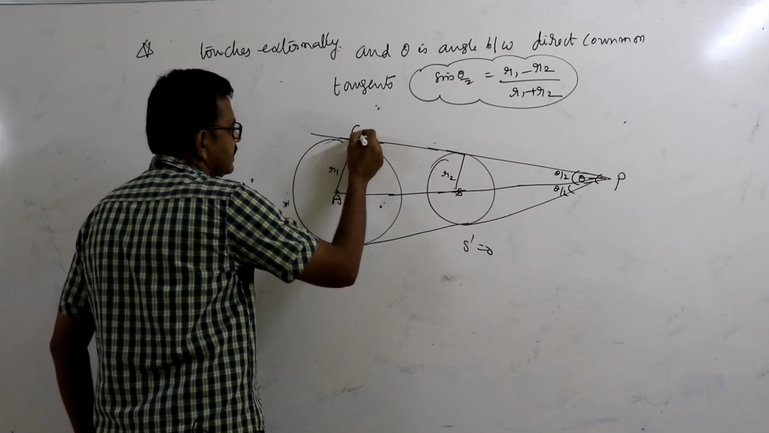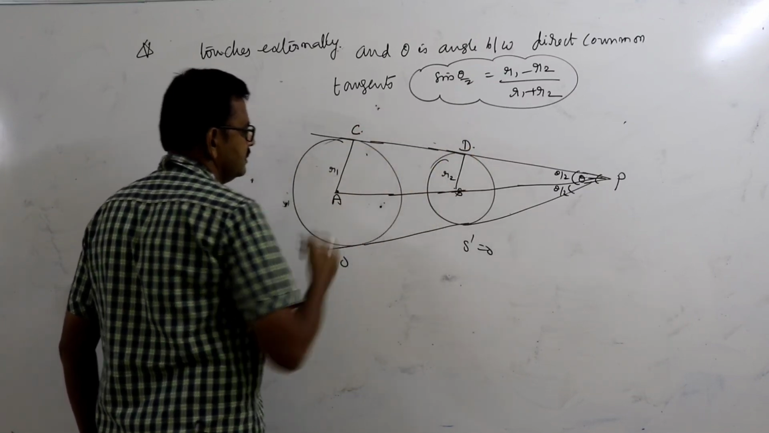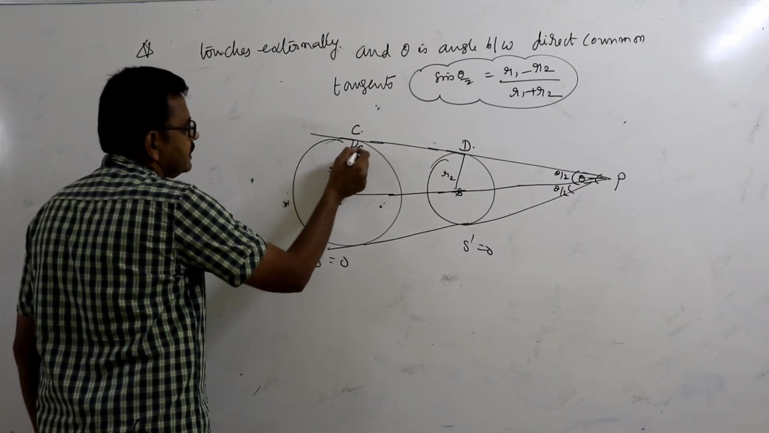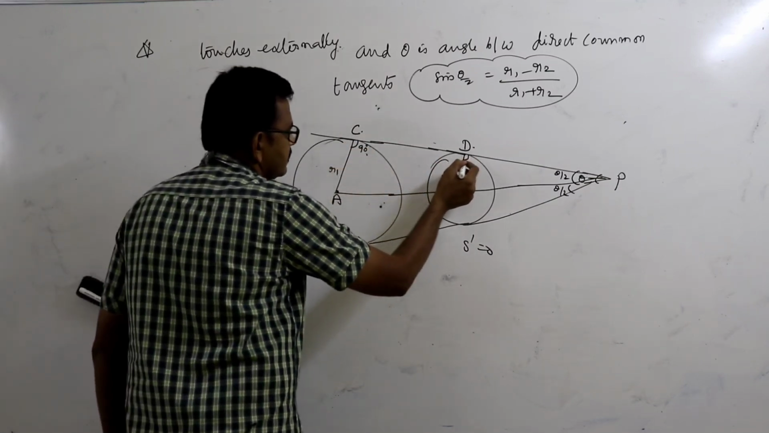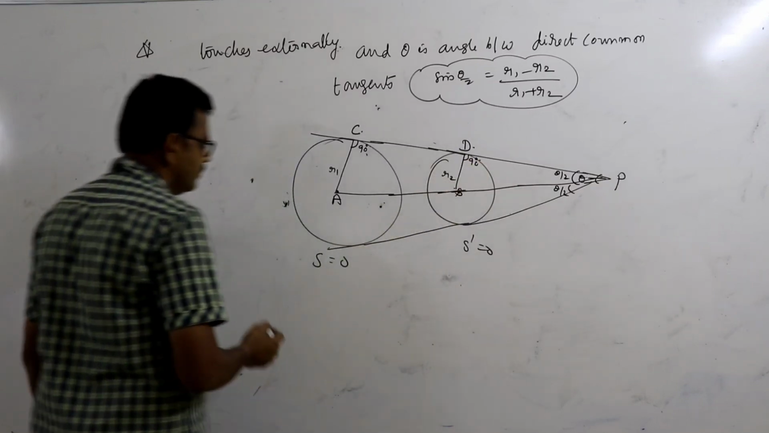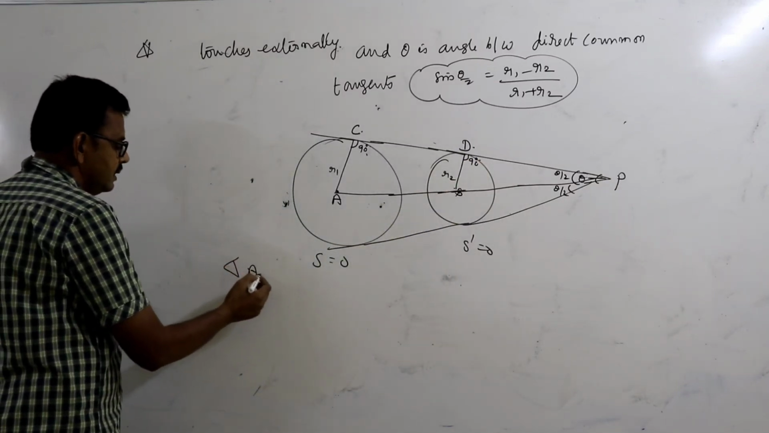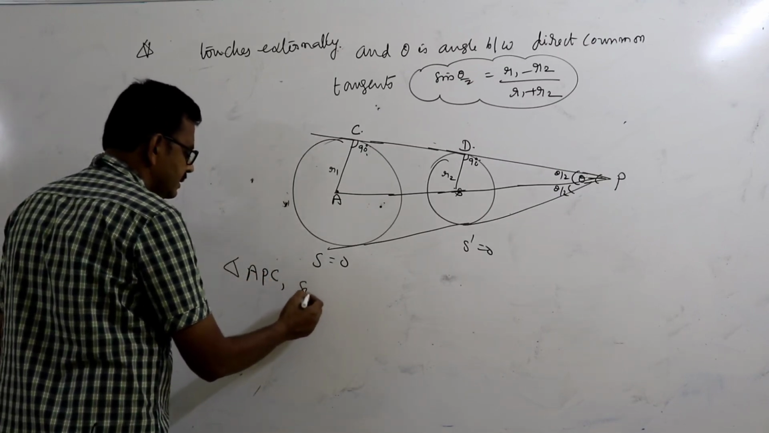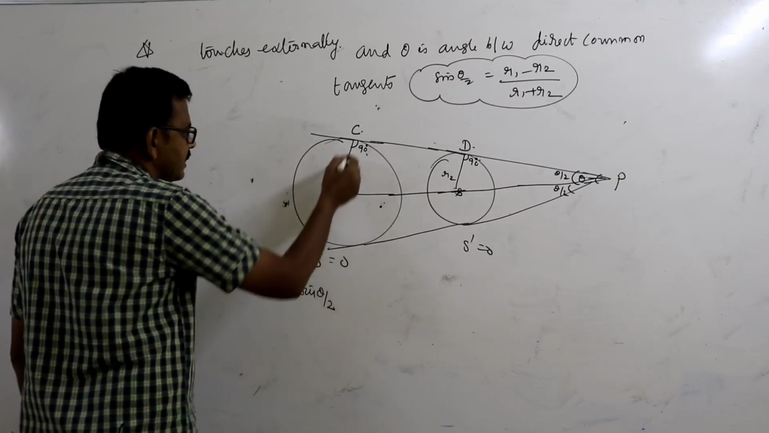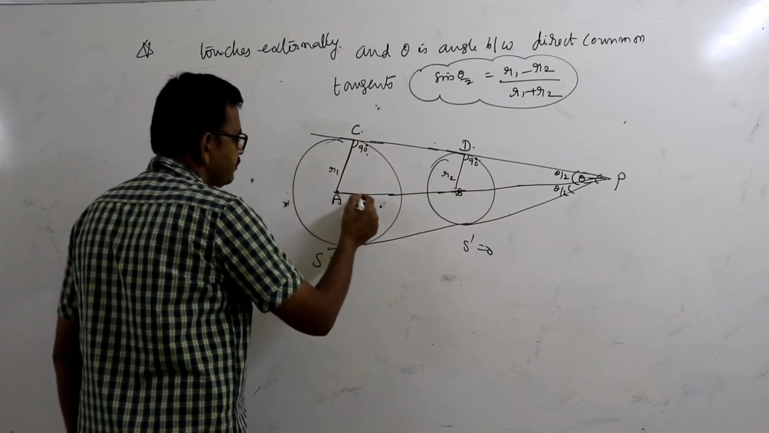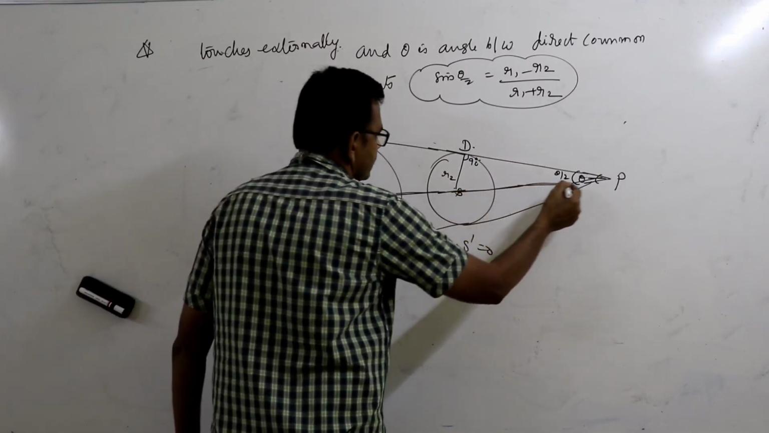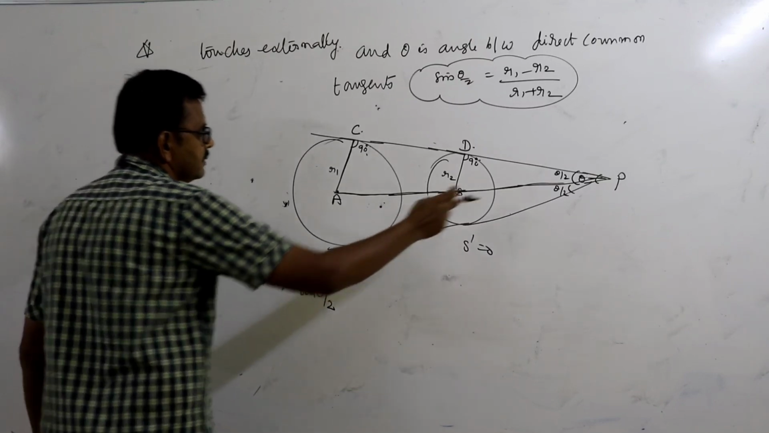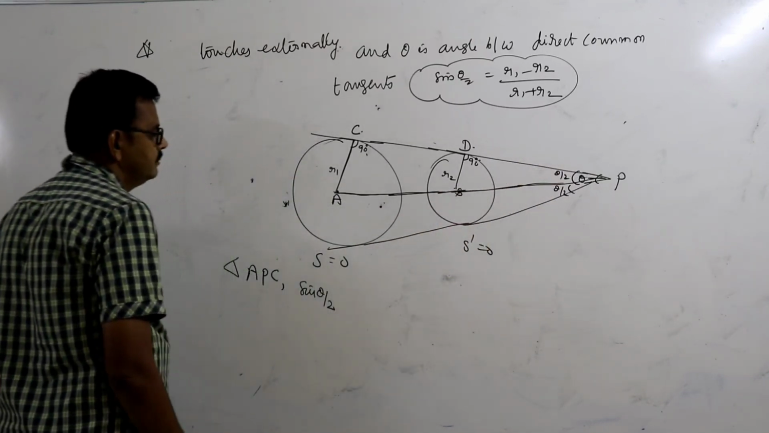So this is C and this is D. Now angle between these two is, here it is 90 degrees. This is also 90 degrees. Now from the triangle APC, sin theta by 2, from this triangle. So this is CAP triangle. From the triangle ACP, sin theta by 2.